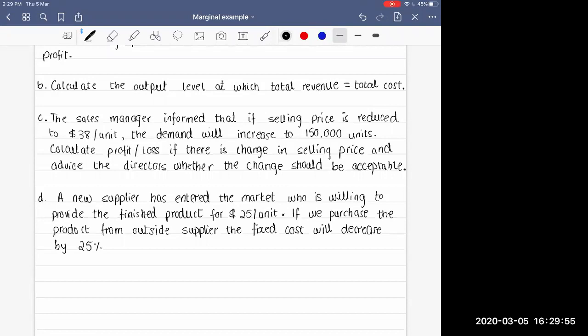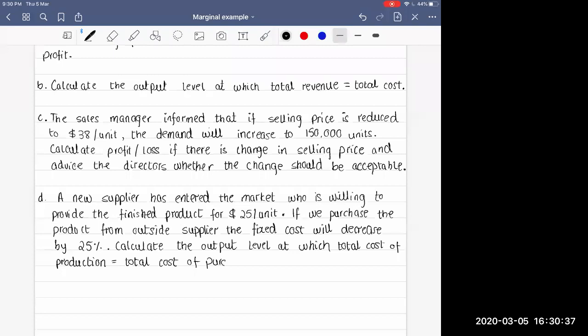Calculate the output level at which total cost of production is equal to total cost of purchasing from outside supplier.